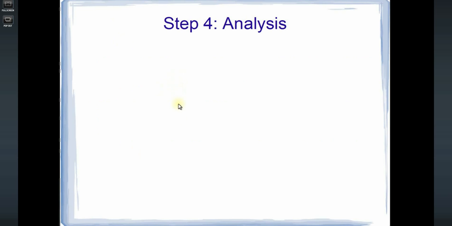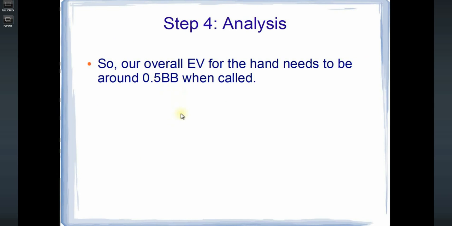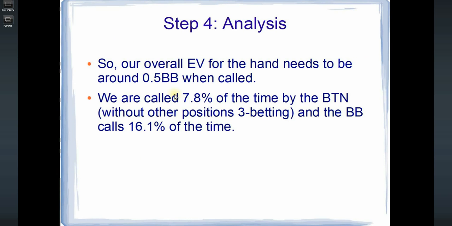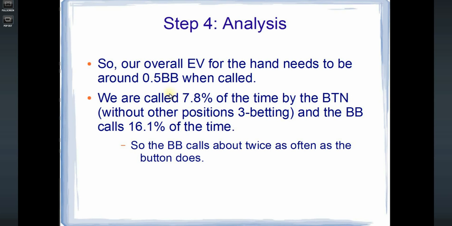All right, so step 4, analysis. Our overall EV for the hand needs to be around 0.5 big blinds when called. I went to one significant figure here. We are called 7.8% of the time by the button without the other positions 3-betting, and the big blind calls 16.1% of the time. So the big blind calls about twice as often as the button does, which is awesome because we do way better in position against a crappy range than we do out of position against a stronger range.